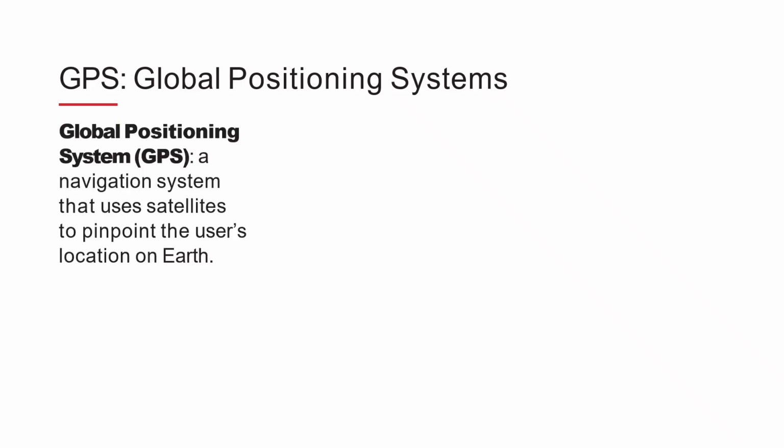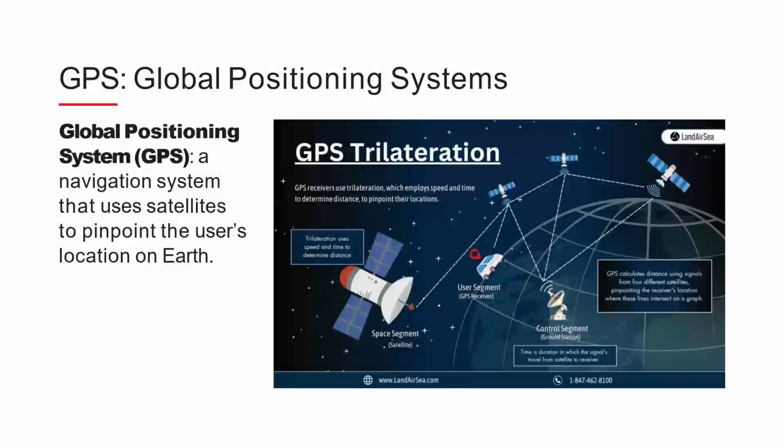GPS is a navigation system that uses satellites circling the Earth in outer space to pinpoint the user's location on the Earth. Your phone or other device connects to at least 4 satellites, and then the system does a math equation. Based on how long it takes your phone to receive a signal from each satellite, it can tell where you are in between them. The ground control segment in this diagram ensures the satellites are transmitting correctly.